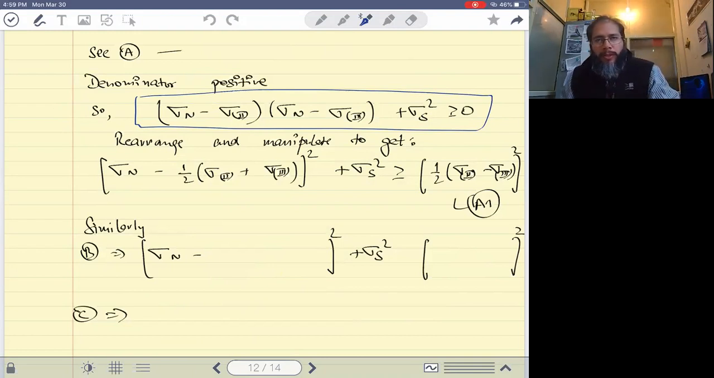All right. So it simply tells us that we can actually rearrange and manipulate this equation into another form, which is the equation number A1, which is this form. Similarly, we can do the same thing for equation numbers B and C.